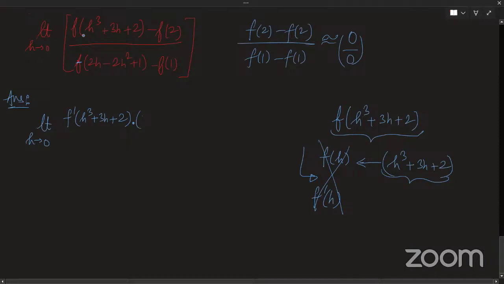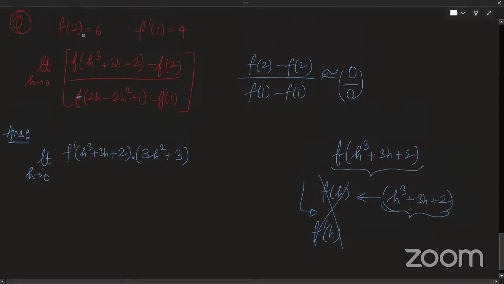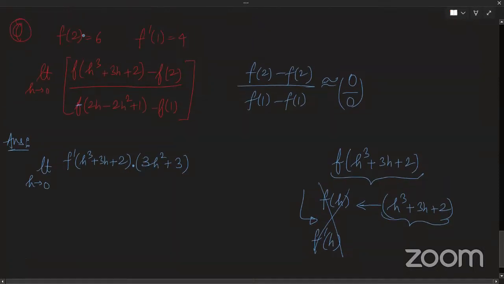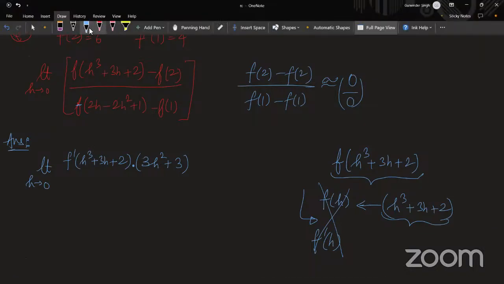Are you sure it's 3h plus 3? I need to differentiate h cube plus 3h. What will be the derivative of h cube? 3h square plus 3. Yeah, right. And after that, I come to f of 2. So can you tell me what will be the derivative of f of 2? Anyone?